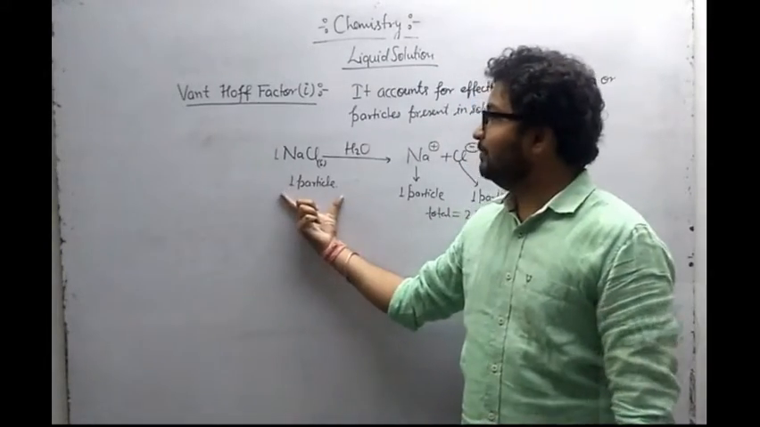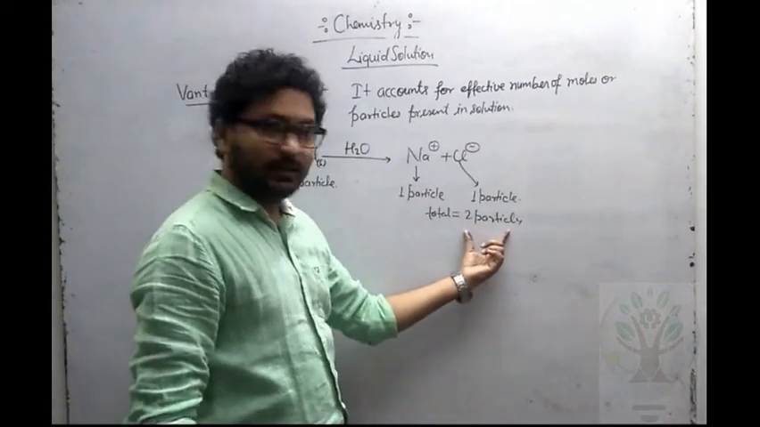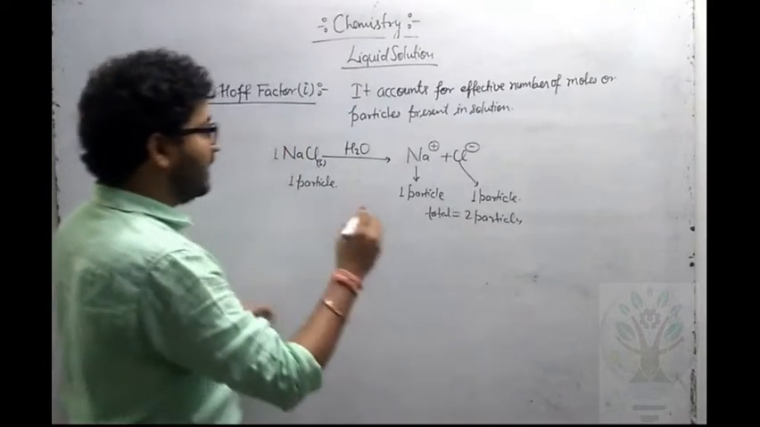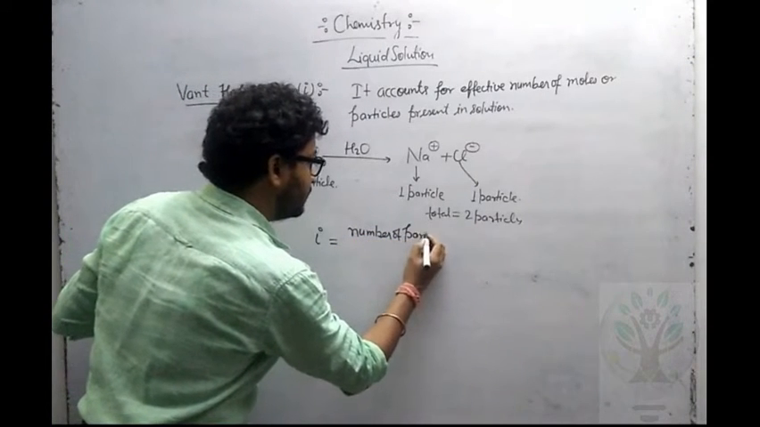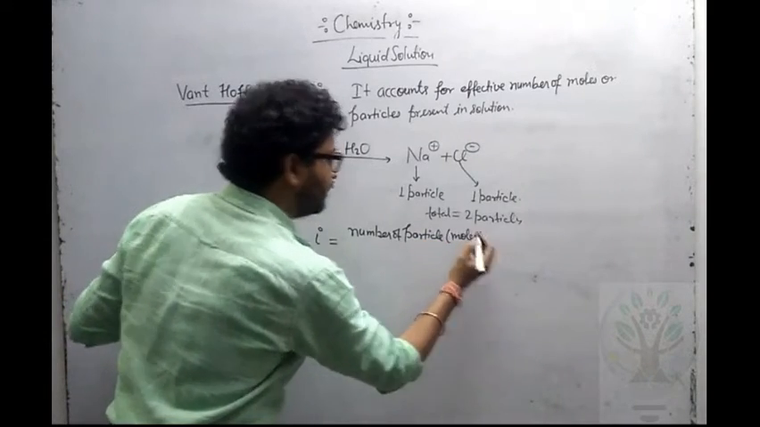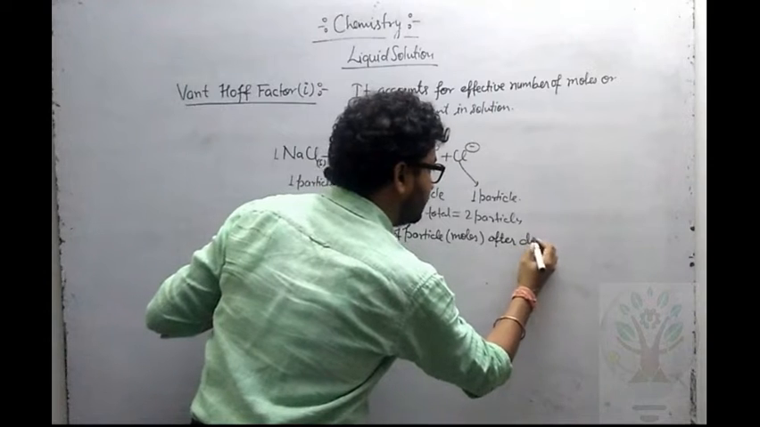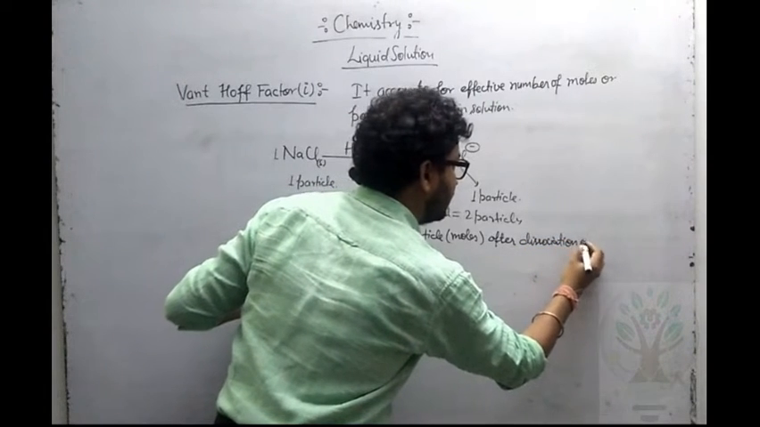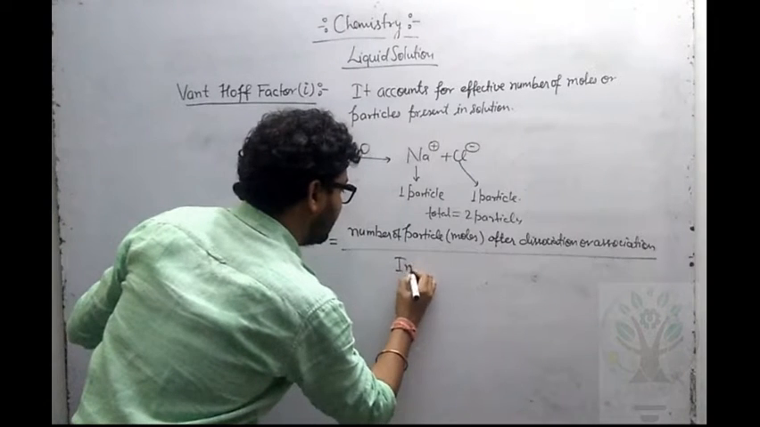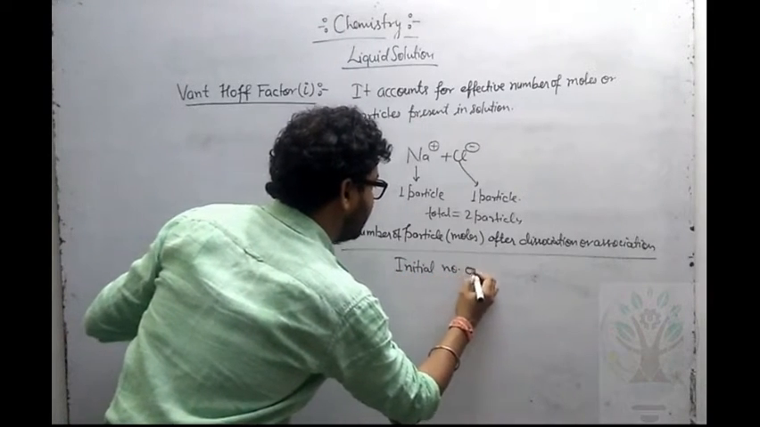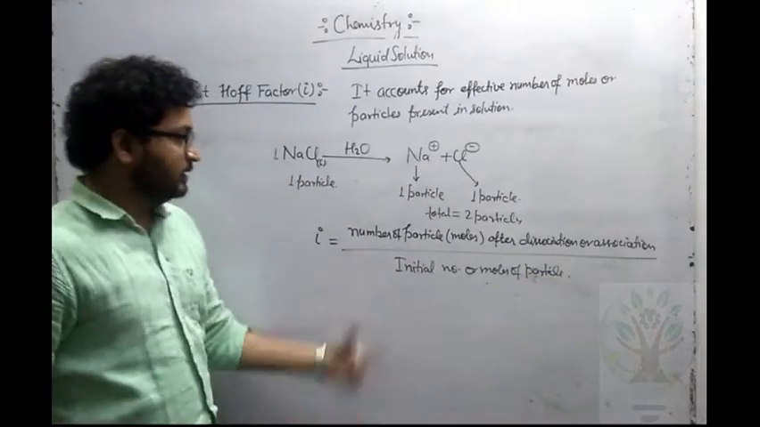So you thought earlier I am dropping 1 particle, but it got converted into 2 particles. So actually, effectively, how many particles you have? You have 2 particles. Are you getting this thing? So how do we define I? I is equals to number of particles or moles, whatever you have, because 1 mole equals to Na particle. So number of particles after dissociation or association upon initial number or moles of particle. Reading the same. This is your I.